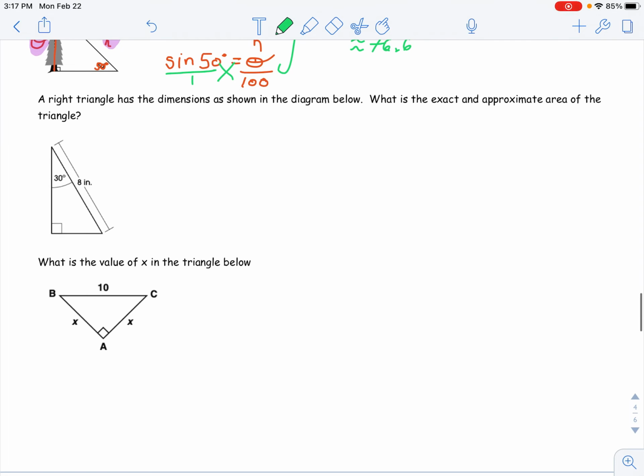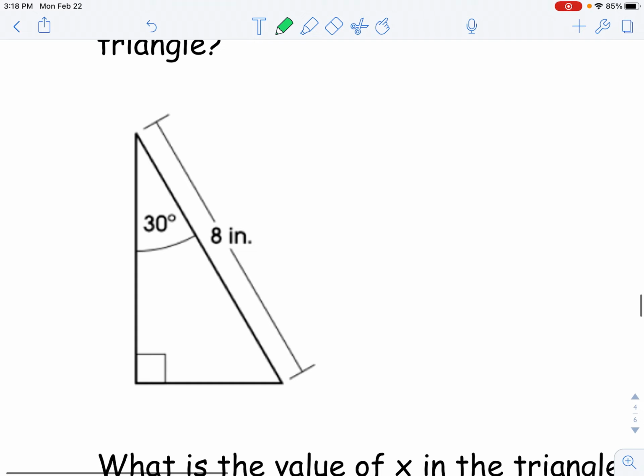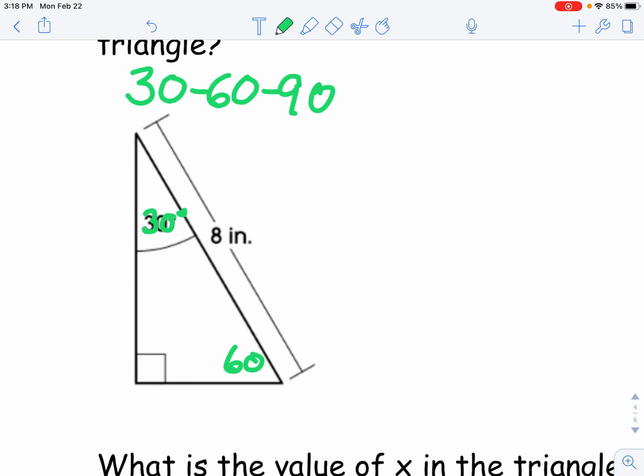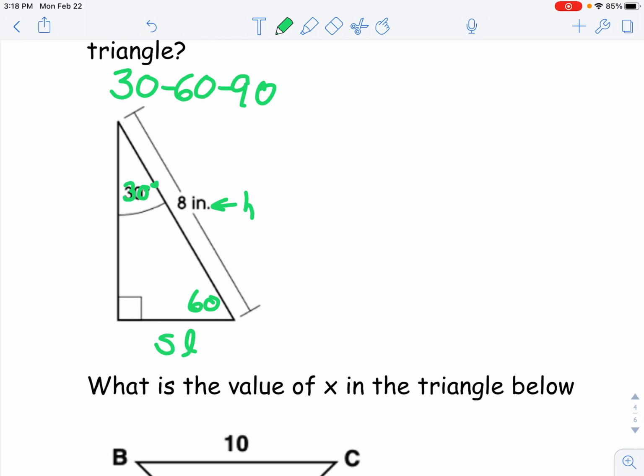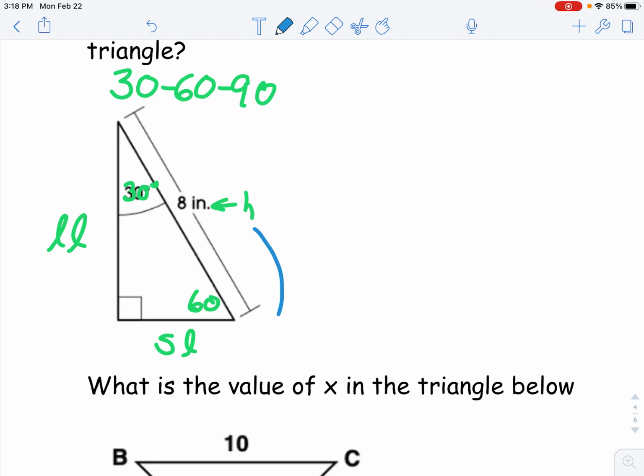And then this one right here, the triangle has dimensions shown. What is the exact and approximate area of the triangle? So what does this mean right here? Well, first off, press pause. We got a 30-degree angle again. So this is a 30, 60, 90. And again, it's about just memorizing the rules. If you need to Google them, rewatch the videos, refresh your brain, whatever you have to do. But this is the hypotenuse. So we need the short leg and long leg. So again, same rules as above. Hopefully this doesn't seem too foreign to you.